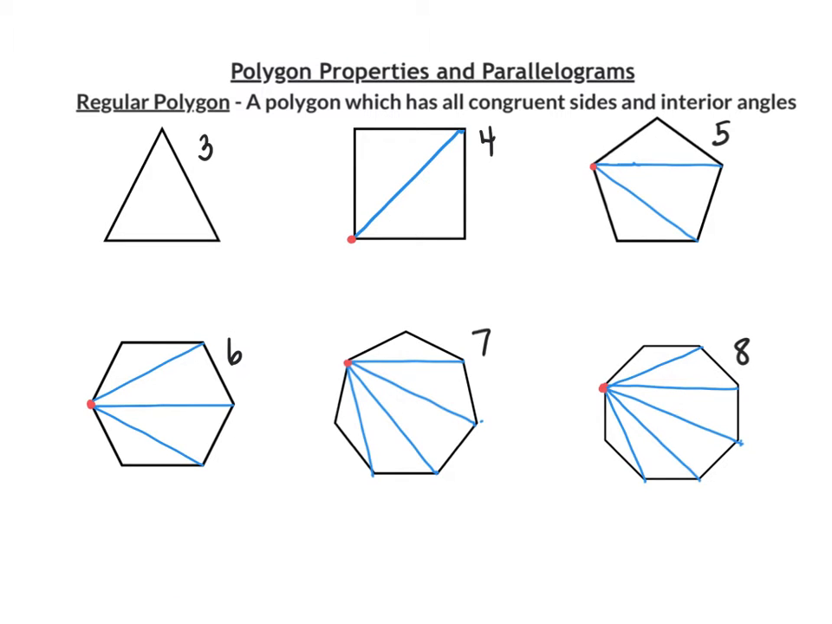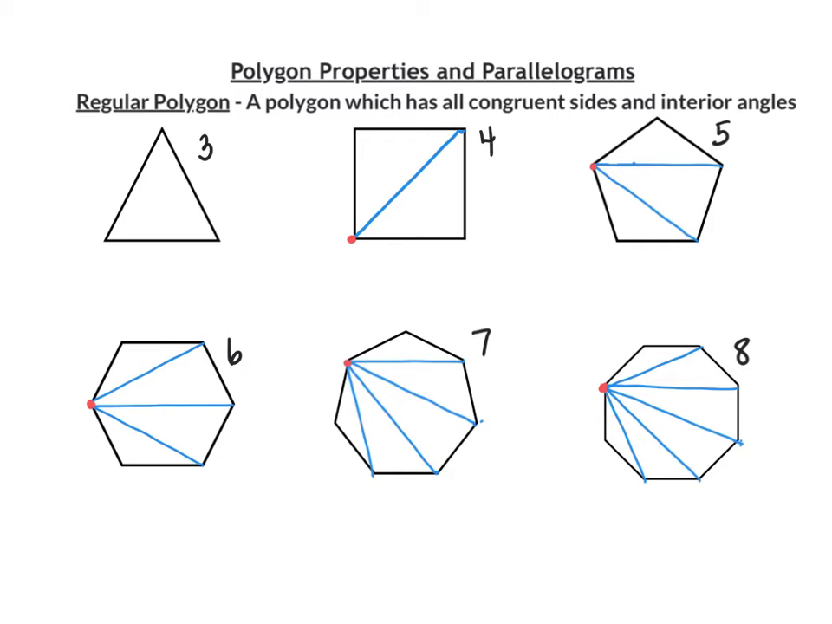All the figures on the previous page were regular polygons. Regular just means all their sides are equal and all their angles are equal. A regular triangle is an equilateral triangle. A regular quadrilateral, that's a four-sided figure, is a square. The figures on the previous page and the figures on this page happen to be regular polygons. A regular polygon is a polygon which has all congruent sides and congruent interior angles. A regular triangle is an equilateral triangle. A regular quadrilateral is a square.